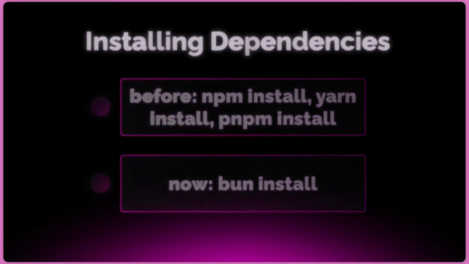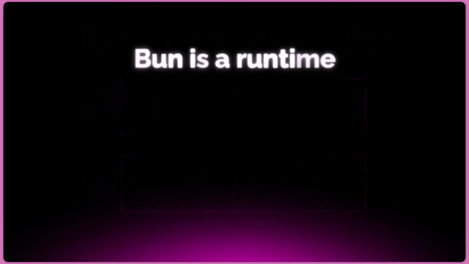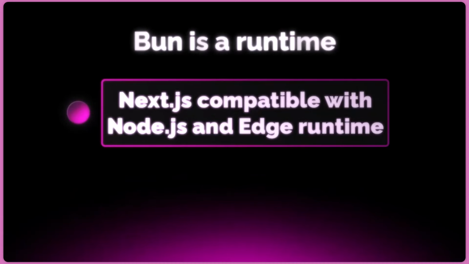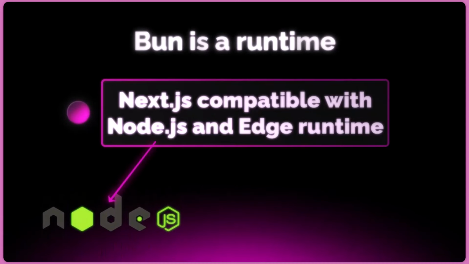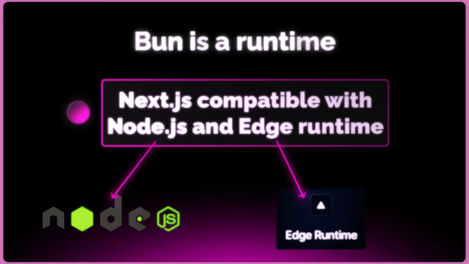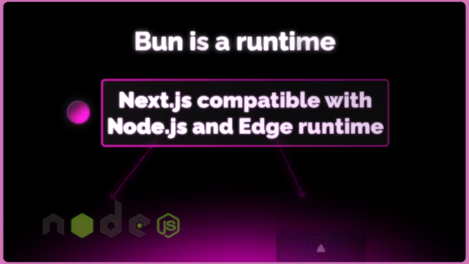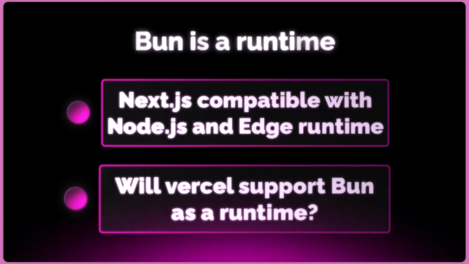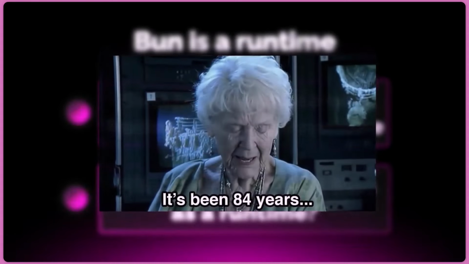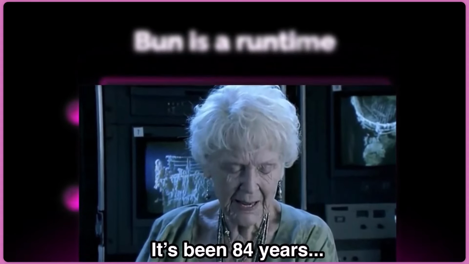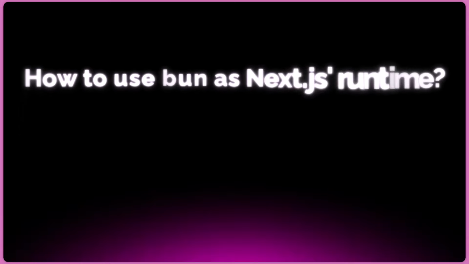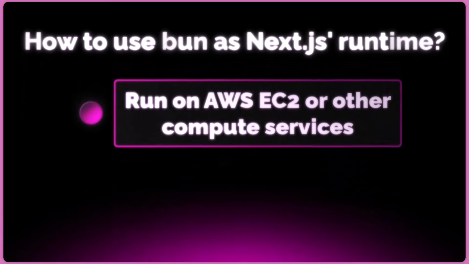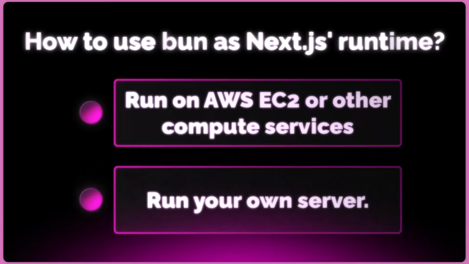Bun is first and foremost a runtime. Next.js so far is compatible with two runtimes, the Node.js serverless runtime and the Edge runtime. These are the two options if you host on Vercel. There are no signs so far that Vercel is offering Bun as a runtime on their serverless and Edge offerings. But this could change pretty quickly, but even then, reaching stability will take months or even years. So to use the Bun runtime in your Next.js application, you could decide to manage your own infrastructure or run a bare metal server, but that would be a little bit overkill for this kind of video.